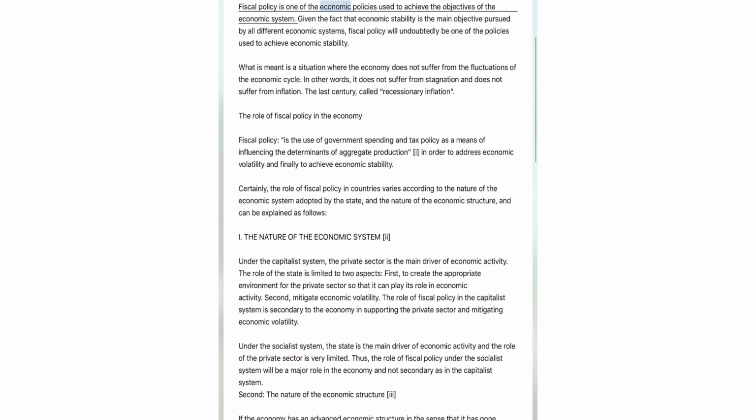Fiscal policy is one of the economic policies used to achieve the objectives of the economic system. Given the fact that economic stability is the main objective pursued by all different economic systems, fiscal policy will undoubtedly be one of the policies used to achieve economic stability. What is meant is a situation where the economy does not suffer from the fluctuations of the economic cycle. In other words, it does not suffer from stagnation and does not suffer from inflation, what was called in the last century recessionary inflation.